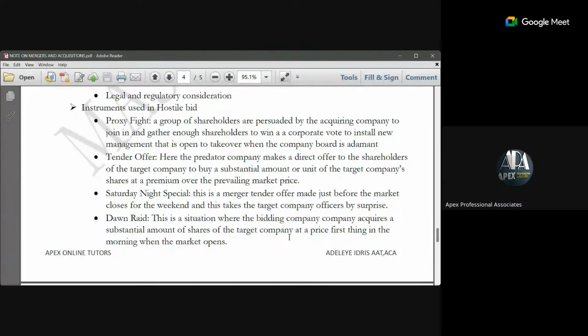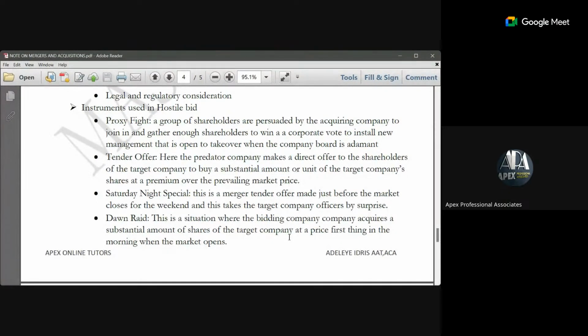We have the proxy fight. This is where a group of shareholders are persuaded by the acquiring company to join in and gather enough shareholders to win a corporate vote to install new management that is open to takeover when the company board is adamant. Now, in a proxy fight, the predator company tends to go around the shareholders to persuade them into corporate voting.